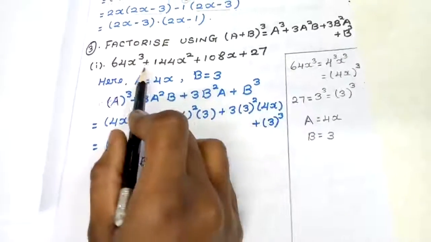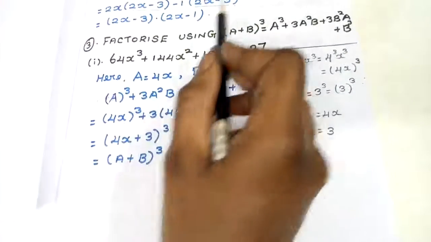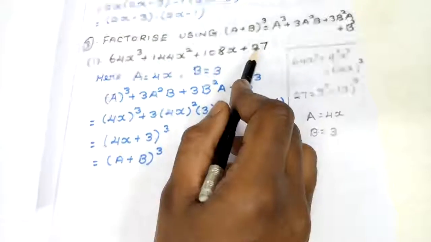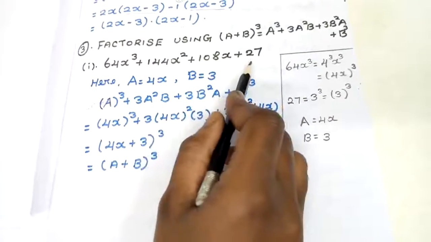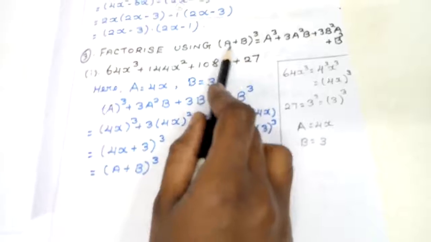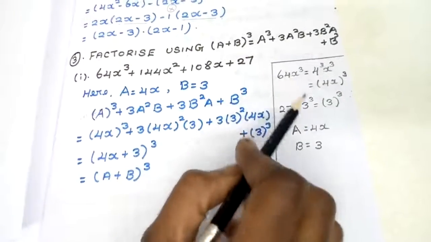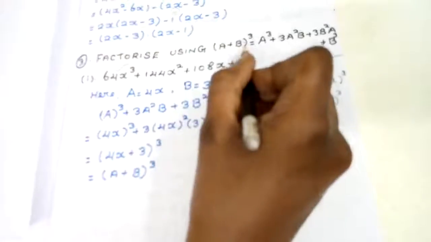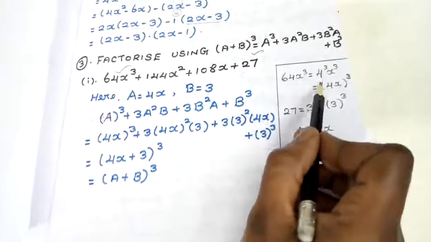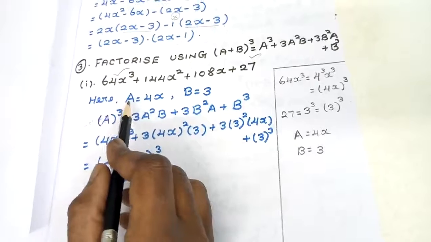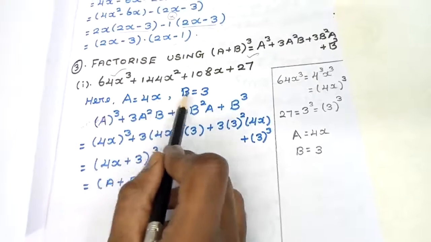If you see your question, they have given you the right hand side part, students. They are asking you to find the expression, that is (a plus b) the whole cube. Just I have done the rough work. First and last, I am taking out the value, students. After checking the value, I am getting a equal to 4x and b equal to 3.